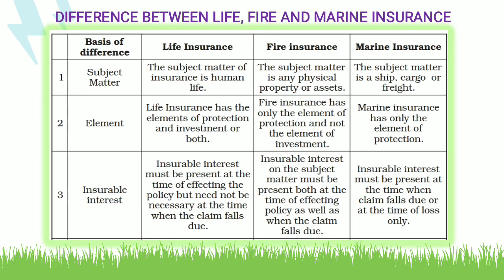Here we have differences between life insurance, fire insurance and marine insurance. First we find the difference on the basis of subject matter. As we know, the subject matter of life insurance is human life, because we provide safety to human life. In fire insurance, the subject matter is any physical property or assets. In marine insurance, the subject matter is a ship, cargo or freight, as we have discussed.